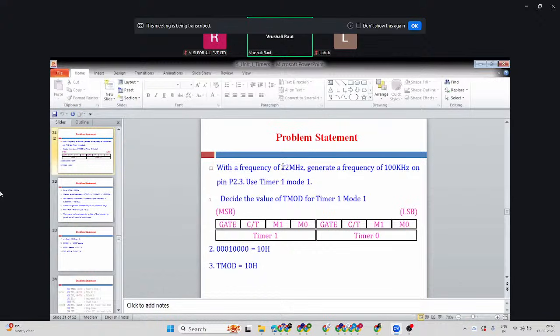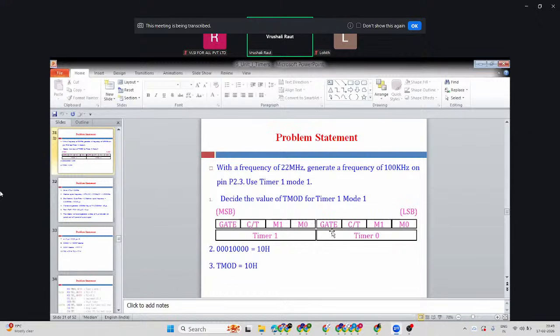Look, what is the clock frequency? 22 megahertz. What are we generating? 100 kilohertz. On which pin? P2.3. And what are we using? Timer 1 in mode 1. So look, one by one what we have to do. At first, decide the value of TMOD for timer 1 mode 1. So this is your TMOD.